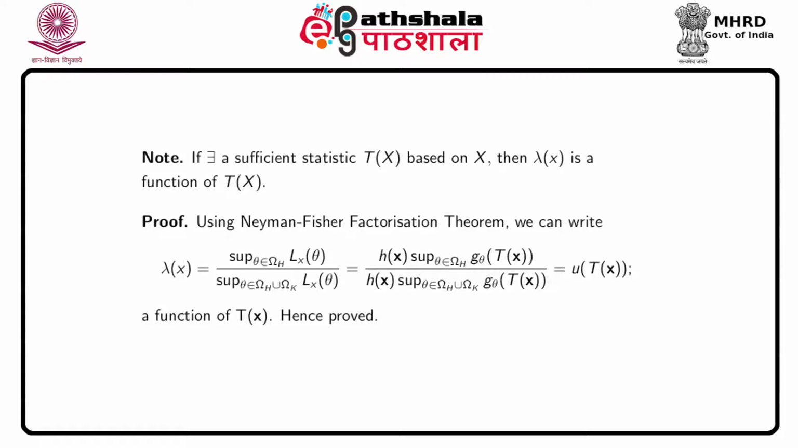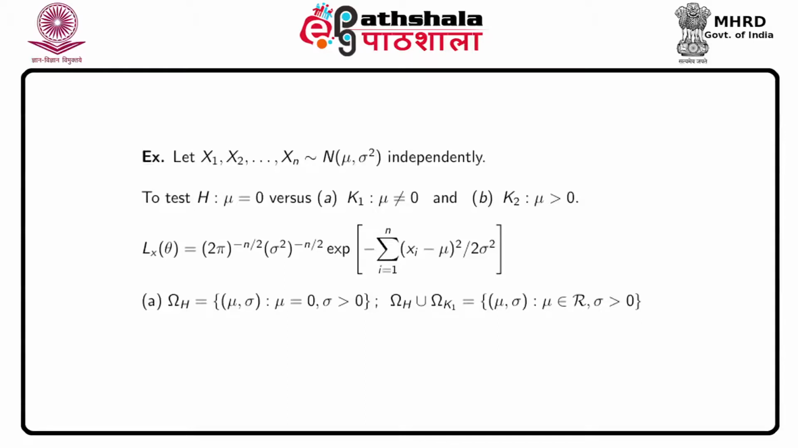And suppose we denote it by, say, a function u of T(x), because from numerator and denominator h(x) gets cancelled and the function in the numerator and denominator gets its supremum with respect to theta. So the expression we get finally is a function of T(x). That means the likelihood ratio criterion is expressed as a function of the sufficient statistic, hence the note is proved. Let us consider the following example.